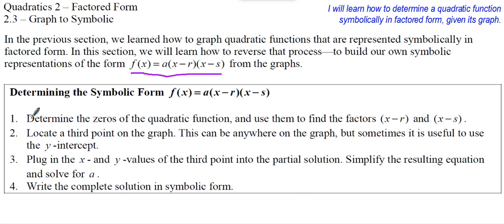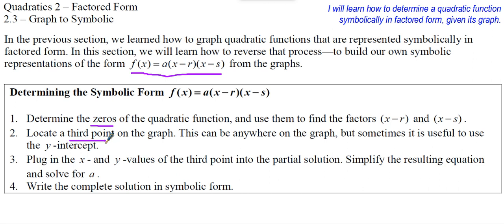The first thing you do is determine the zeros of the quadratic function and use them to find the factors x minus r and x minus s. And then you locate a third point on the graph. When you say third point, you already have your x-intercepts, and that's already 2 points. So the third point cannot be your x-intercepts, right? It could be anywhere in the graph, but sometimes it's useful to use the y-intercept.